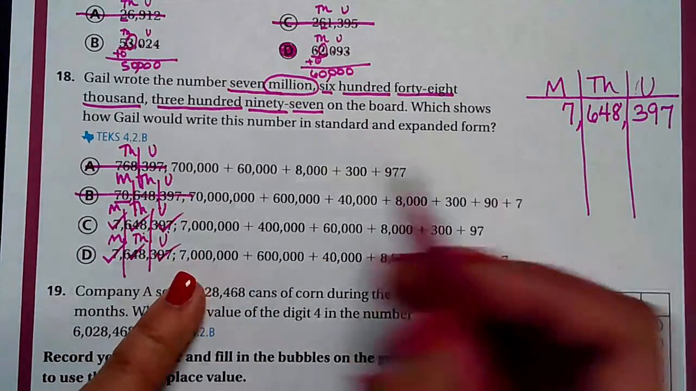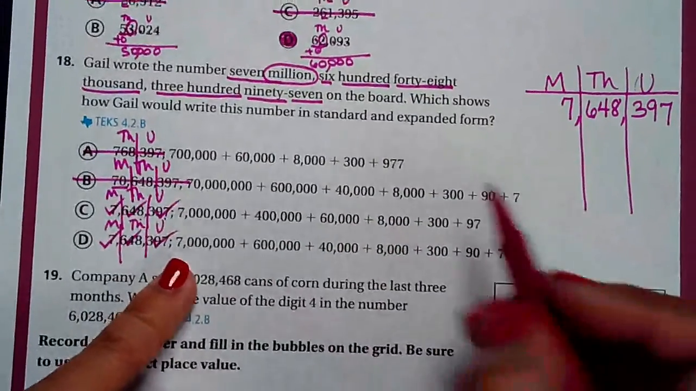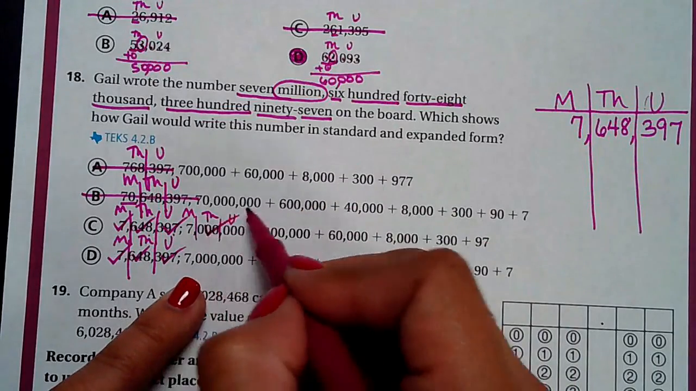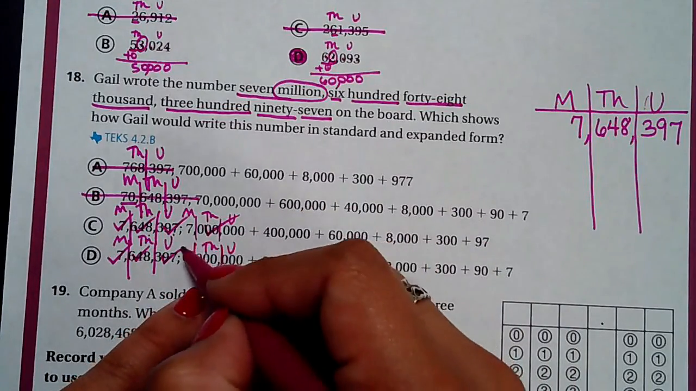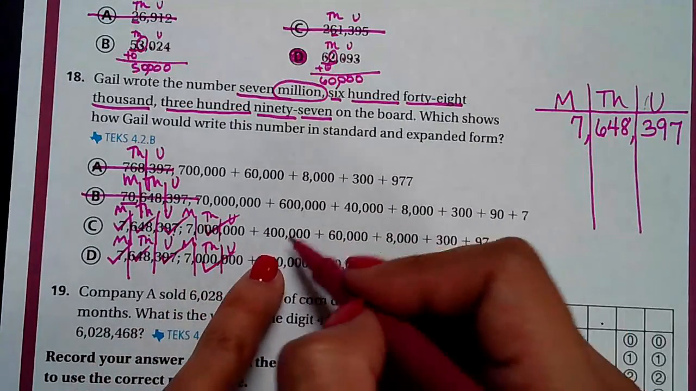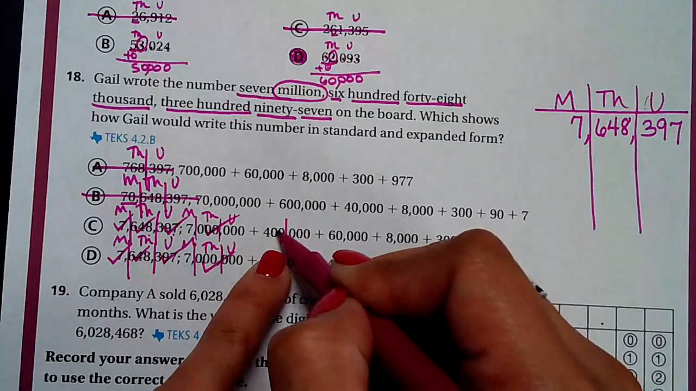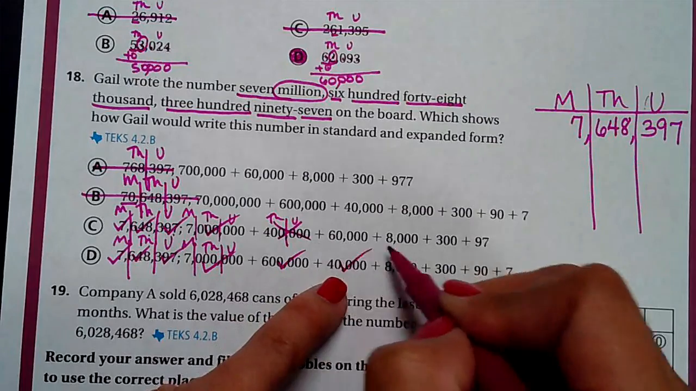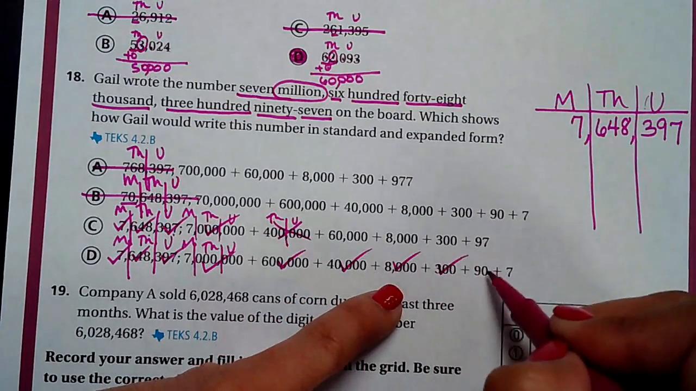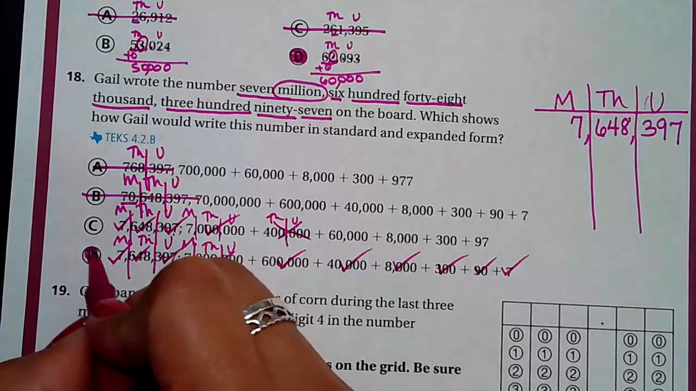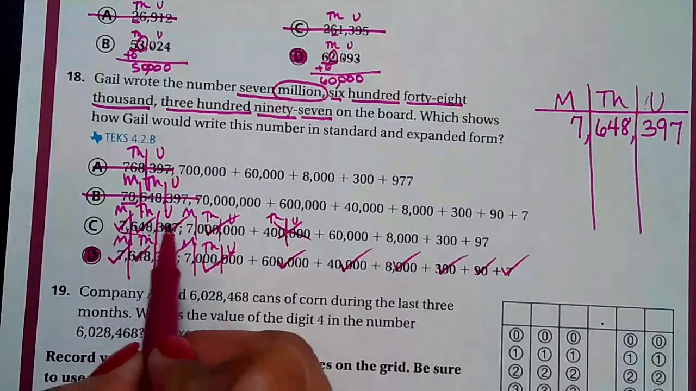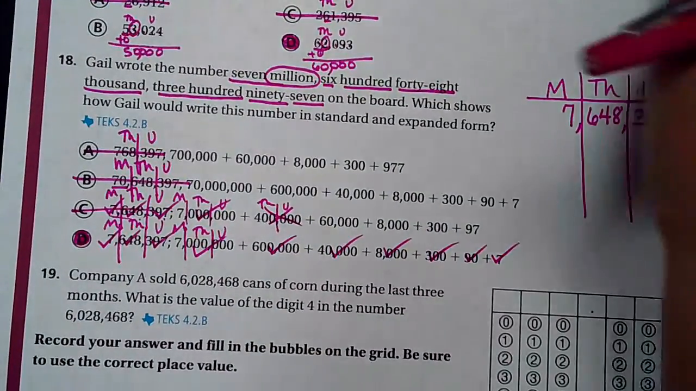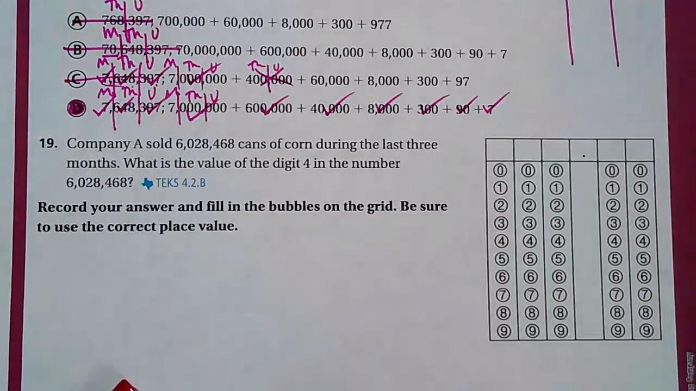Okay, so now we wrote it in standard form, now expanded form. Okay, here, units, thousands, millions. 7 million. Check. Here, 400,000. And no. 600,000? Yes. 40,000? Yes. 8,000? Yes. 397. The answer was D. If I would have just looked at the first one, then I would have picked that one and gotten it wrong. Okay, here's the next one, the last one.